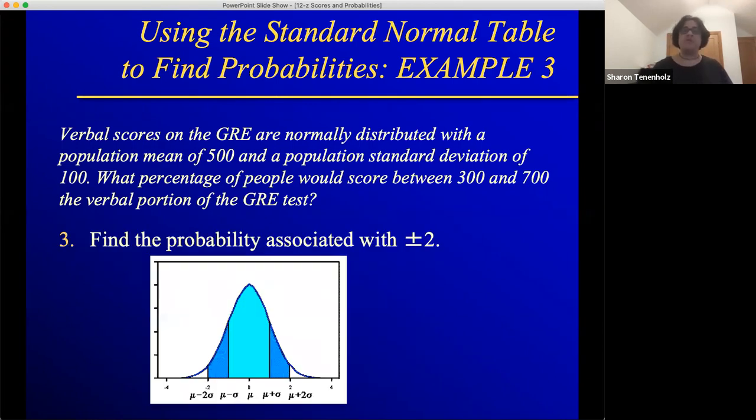So here's what we're going to try to find. I apologize for the difference in this picture. It was the best depiction I could find. But we are trying to find the entire area between a Z-score of -2 and a Z-score of +2. Who can go to their Z table and find the probability associated with a Z-score of 2? It's in the back of your notes. Take a look.